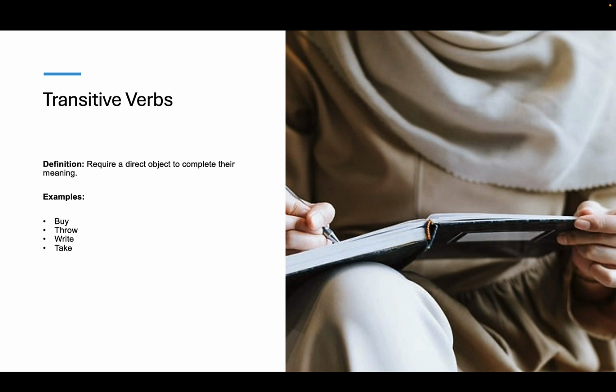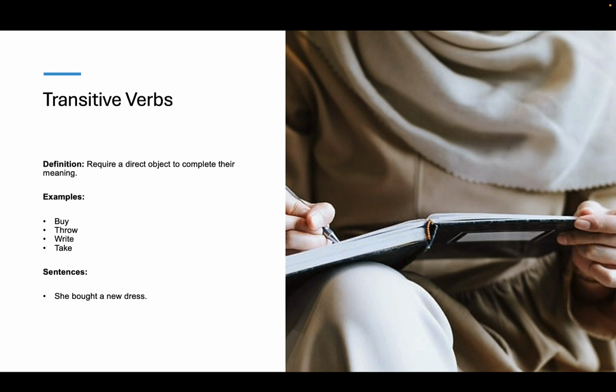Now we get into transitive verbs. Transitive verbs require a direct object to complete their meaning. The action they describe is done to something or someone. This includes buy, throw, take, write, as an example. Now I'll show you the sentences.